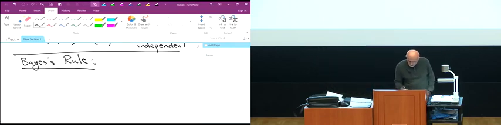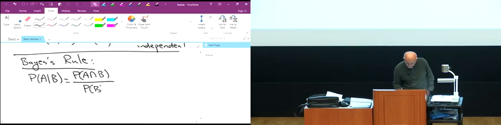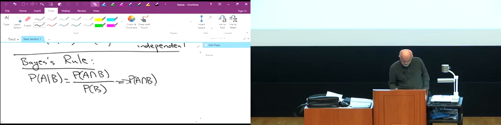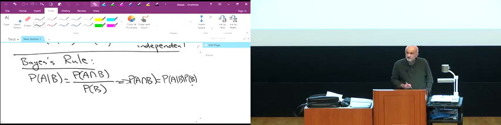So, what is Bayes' rule? We've said that the conditional probability of A given B is the same as the probability of the intersection over the probability of B. Right? Which means that the probability of A and B is the same as the probability of A given B times the probability of B. Correct? Can I not reverse the roles of A and B here? What if I asked you, what's the probability of B given A?